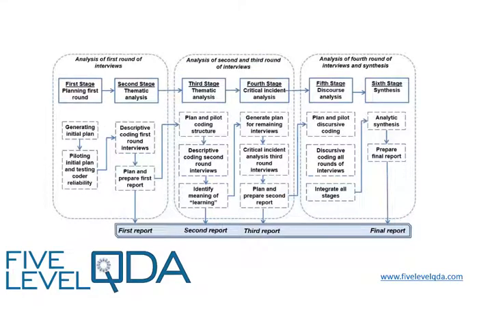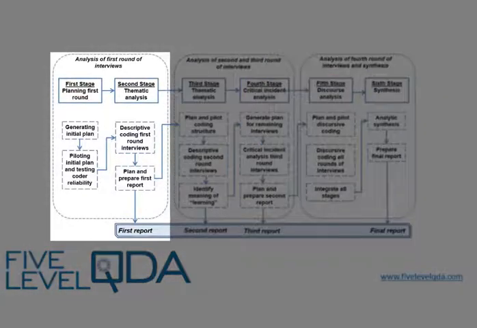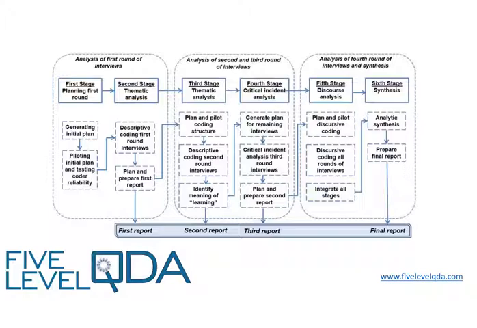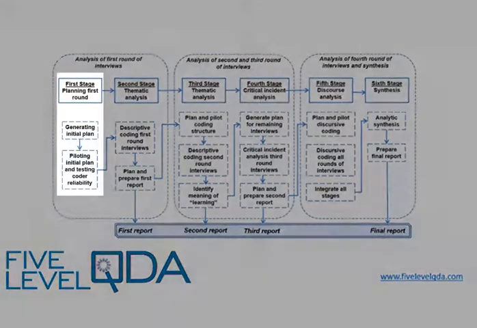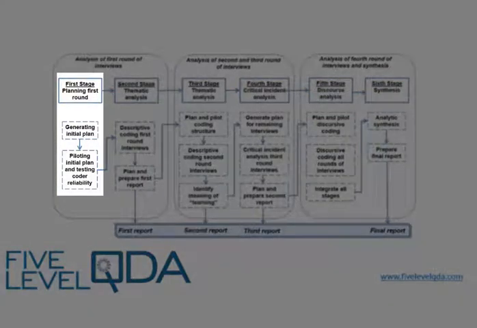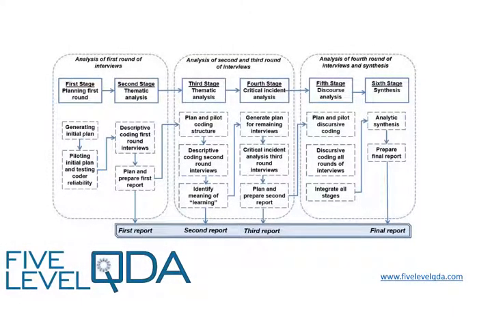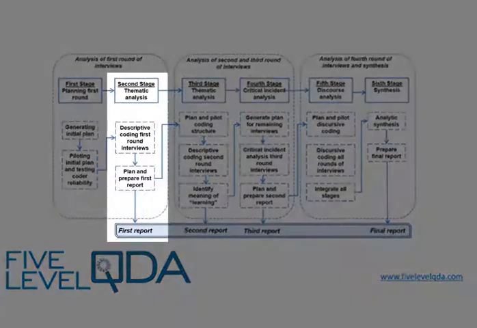The first and second stages involve the team analysing the first round of interview transcripts. First of all, they planned the first round of analysis of the first set of interviews. This involved generating an initial plan, piloting this plan, and testing coder reliability. In other words, reviewing how the different team members had coded the first few documents to ensure as much consistency in coding as possible. The second stage involved conducting the descriptive coding on all the first round interview transcripts and planning and preparing the first report.